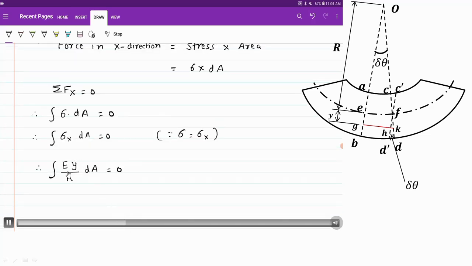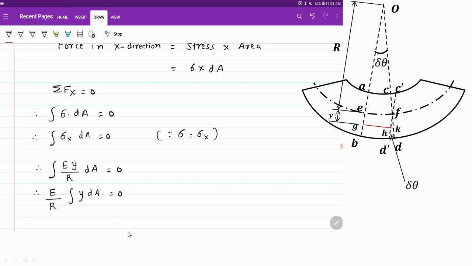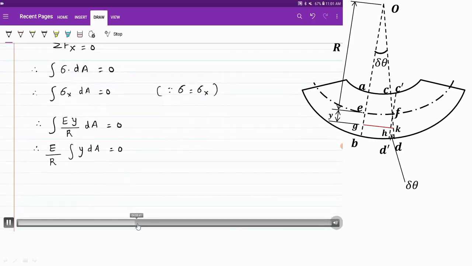So that is nothing but Ey upon R. We have taken sigma is equal to sigma x, that is forces in x direction, and then we have substituted the value of sigma, that is Ey upon R. Now E upon R is a constant, so in the integration it will be y dA is equal to 0. Now this particular value, integration of y dA, we have seen that in physics it is nothing but A y bar, and that is equal to 0.